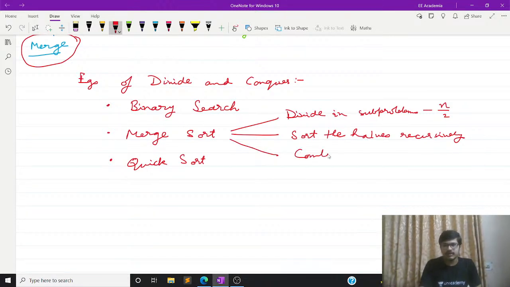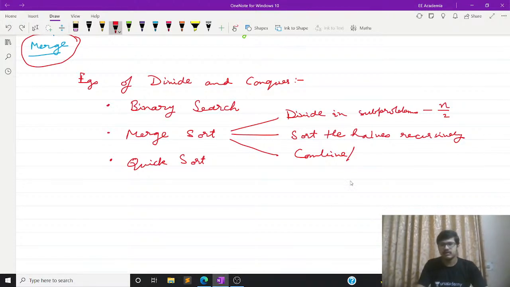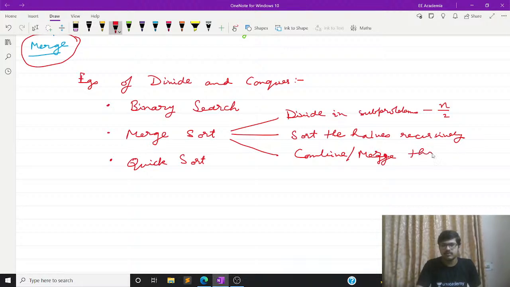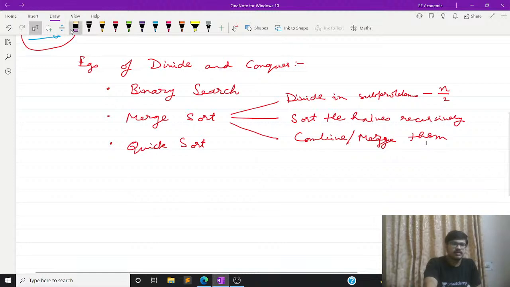Ultimately, we can combine or merge them. Okay, so simply this is what we are doing.